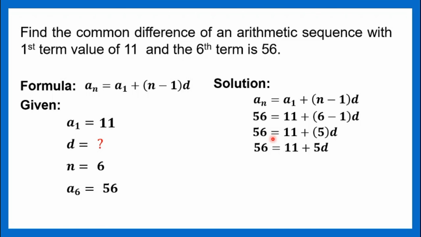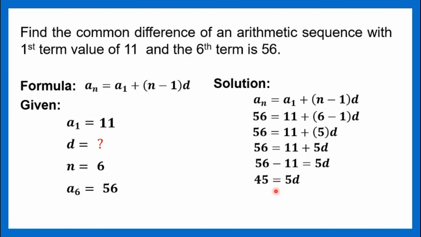So, by doing that, ito yung mangyayari. 56 minus 11 is equal to 5D. Again, inilipat ko si 11, naging katabi siya ni 56, and si 5D na iwan doon. And solve muna natin yung kayang isolve. Itong 56 minus 11. So, 56 minus 11, that is 45, is equal to 5D.